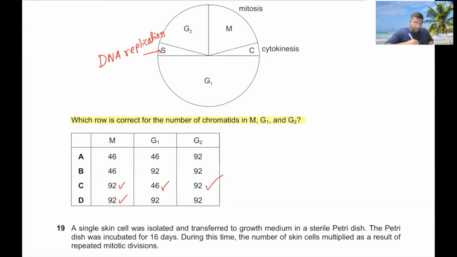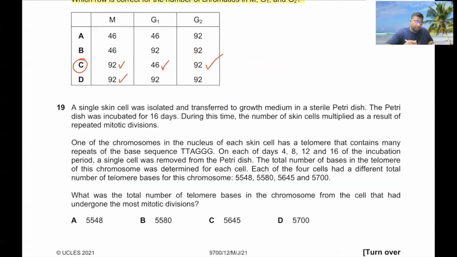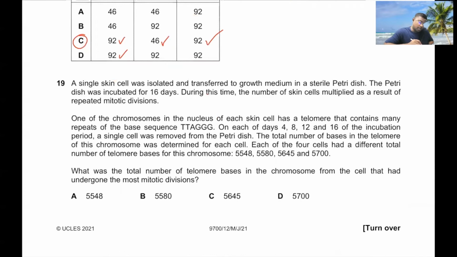So there will be 92. Option C. Question number 18, option C. A single skin cell was isolated and transferred to growth medium in a sterile petri dish. The petri dish was incubated for 16 days. During this time, the number of skin cells multiplied as a result of repeated mitotic divisions.